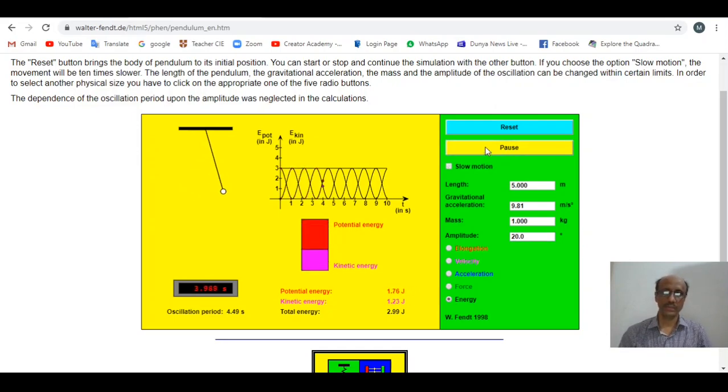So you can see that at one time the potential energy and slow motion. Now what is happening? Somewhere between the mean position and this position, the potential energy and the kinetic energy are the same. Now it starts coming back towards the mean position, so kinetic energy starts increasing, and when it reaches exactly the mean position, the kinetic energy is maximum and the potential energy is minimum.